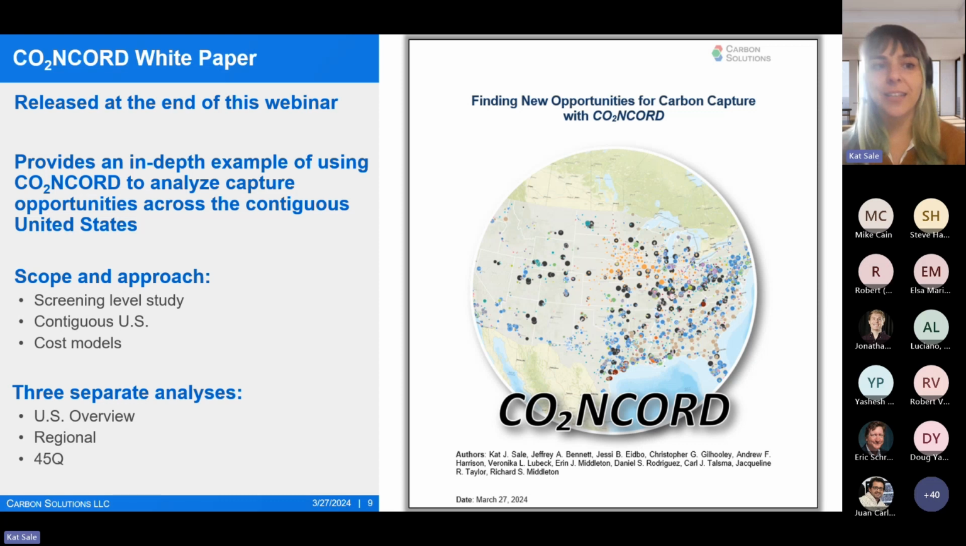It's going to be looking at the contiguous US, and we'll be using our cost models to look at it. And so for this portion, I'm going to be doing 3 separate analyses.